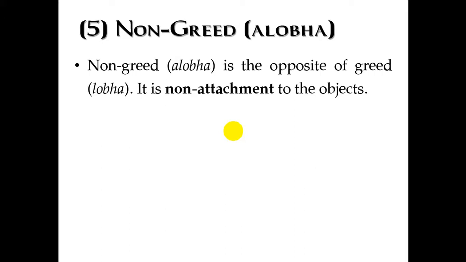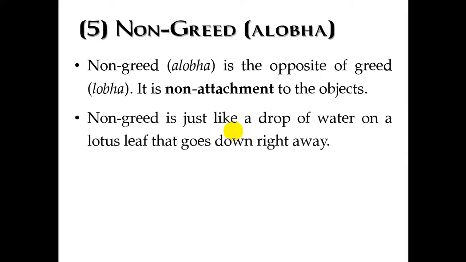Because we have a lot of attachments, a lot of clinging, right? These are lobha. But of course, we have different degrees of lobha. I have explained earlier, right? So the opposite of lobha is alobha. So here, alobha means non-attachment to the objects. It is just like a drop of water on a lotus leaf. If we put a drop of water on the lotus leaf, it goes down easily, right? It goes down right away. Just like that, if you have the quality of alobha, the quality of non-greed, you do not have attachment to the object.